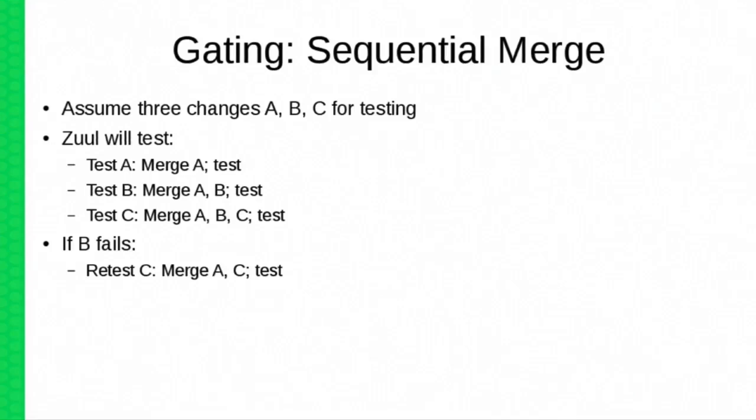But what happens now if, let's say, B is broken, if B fails the test suite? We have tested A, and it was successful. We tested C, it was successful. So what we're doing here is we retest C: we merge A, merge C on top of that without B, and test again from scratch. So we always test the state that merges in the end, and that the developer checks out.